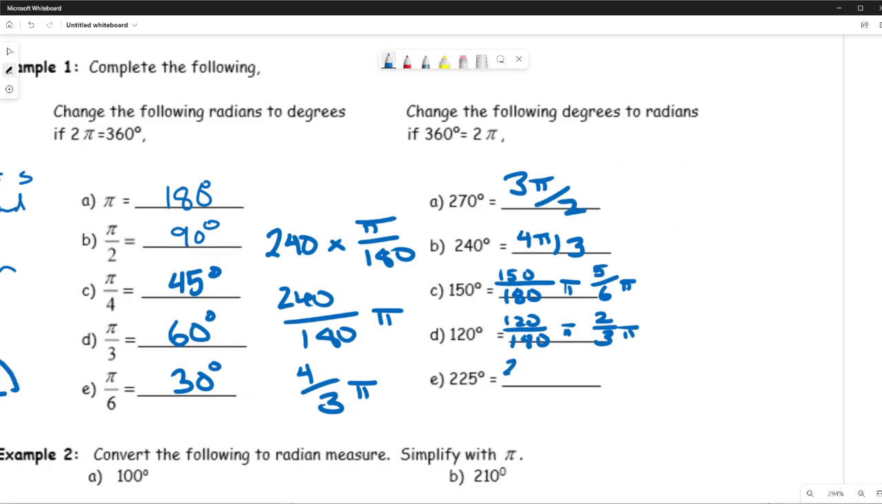What's 225 over 180 times pi? Now, 225 and 180 are both numbers that are divisible by 45. There are 4 45s in 180. There are 5 45s in 225. So our answer is 5 pi over 4.